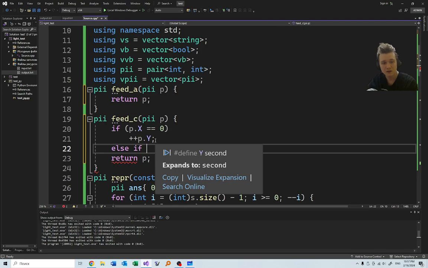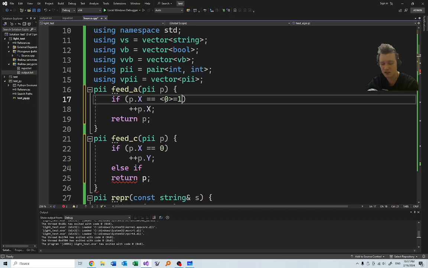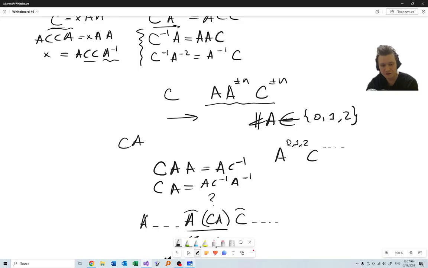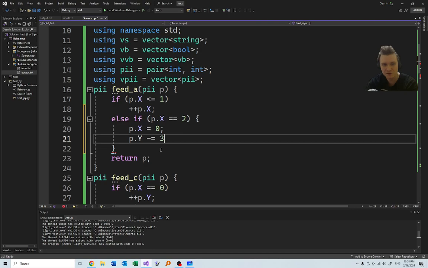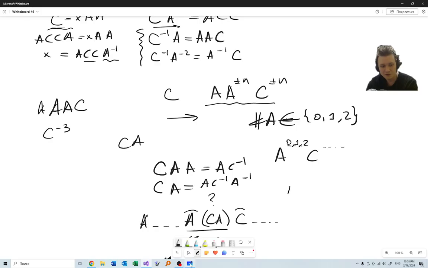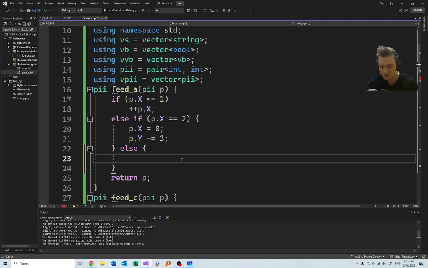What else can we have? So here it's even easier, because if p.x is 0, then plus plus p.x. Or even if it is at most 1. Yeah, when we increment p.x. Also, if we have two a's, and then now we have three a's. And three a's is minus three c's. So if p.x equals 2, then we can say that p.x equals 0 and p.y minus equals 3. Finally, if we have ca in the beginning, then it can be replaced with cac. So else we just increment p.y.